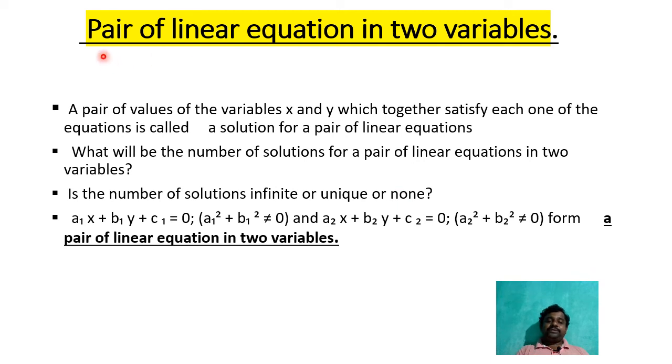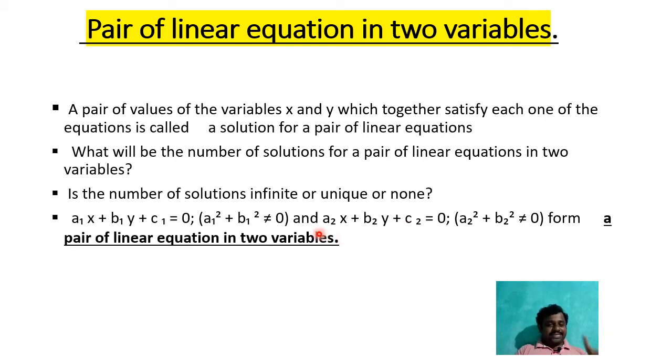I am trying to say that a pair of linear equations in two variables a1x plus b1y plus c1 equal to 0, where the condition is a1 square plus b2 square not equal to 0, and a2x plus b2y plus c2 equal to 0, with the condition a2 square plus b2 square not equal to 0, forms a pair of linear equations in two variables. Dear students, observe here: x and y are variables. a1, b1, c1, a2, b2, c2 are constants.